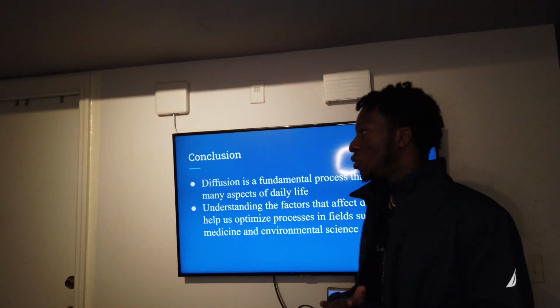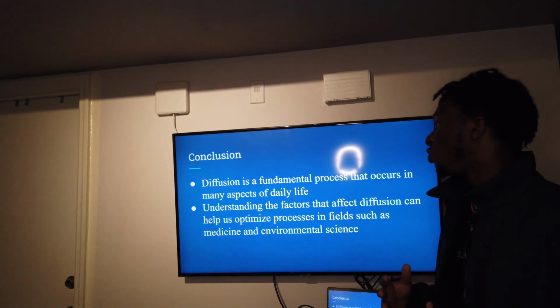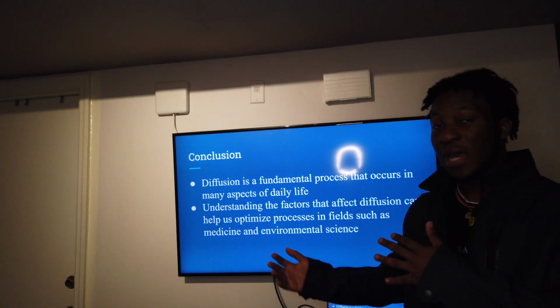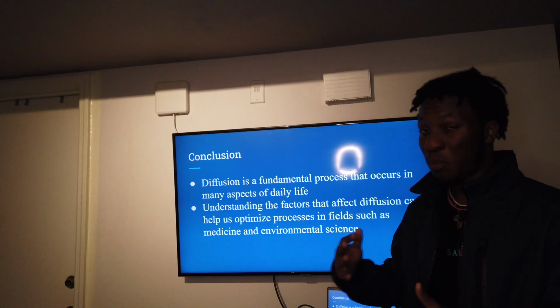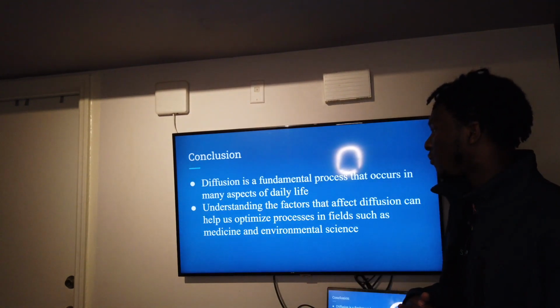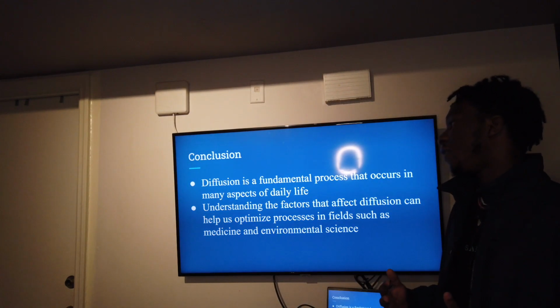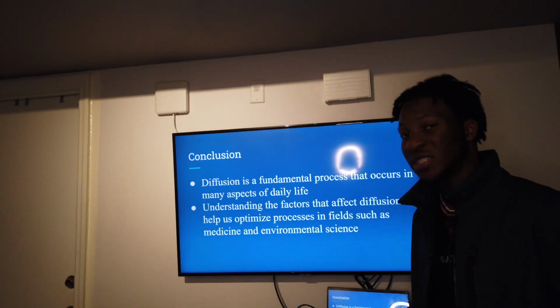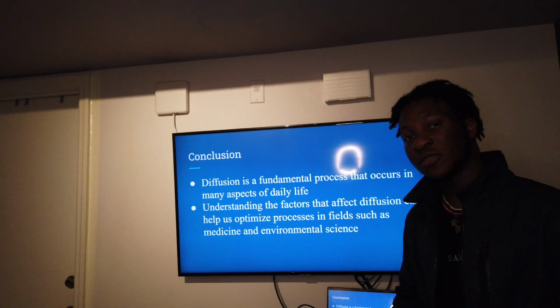So to conclude, diffusion is a fundamental process that occurs in many aspects of our daily lives. As I've said in the previous slides, the importance of diffusion in our daily lives. Understanding the factors that affect diffusion can help us optimize processes in fields such as medicine and environmental science.